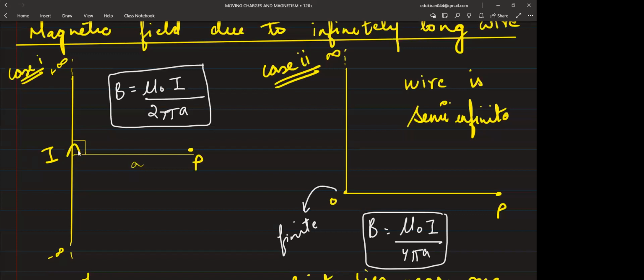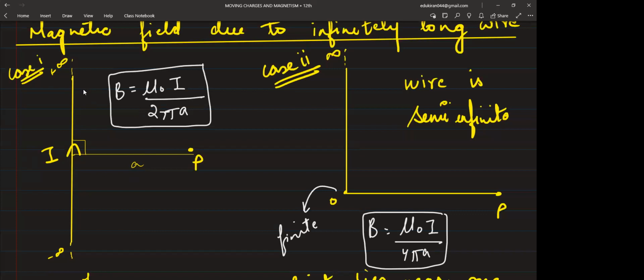And at a point P, which is separated by this position vector A, we have to calculate our magnetic field. So the formula of magnetic field here is B is equal to mu naught I by 2 pi A. This you have to remember, okay? Mu naught I by 2 pi A.